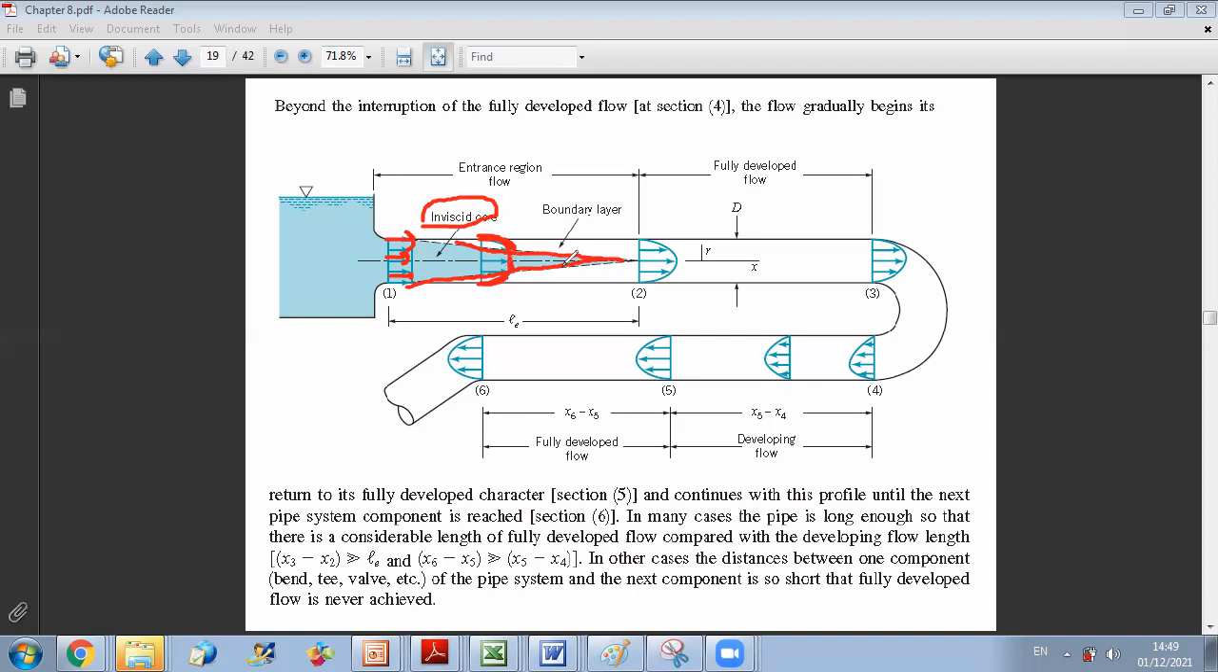But as you enter your pipe, as you move a certain length, you will not have any inviscid part anymore.